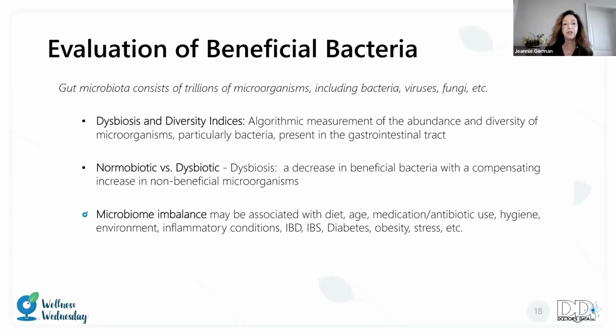So I think we've gone over the dysbiosis and diversity indices as algorithmic measurements. A dysbiotic gut, think of it as an imbalance. The beneficials are imbalanced. There is a need to bring balance back. It has nothing to do with anything else that we found in this test. Imbalance may be associated with diet, age, older folks, younger folks, medication, antibiotic use, of course, hygiene and environment. Any inflammatory conditions could influence the microbiome growth, along with any other previous diagnoses. And then, of course, stress. Chronic stress, as a sympathetic dominance issue, with the microbiome is huge.